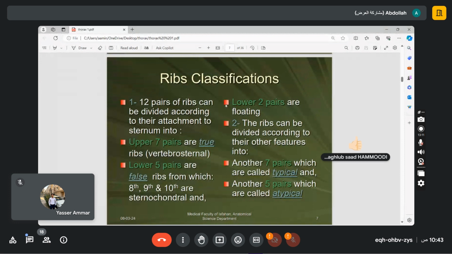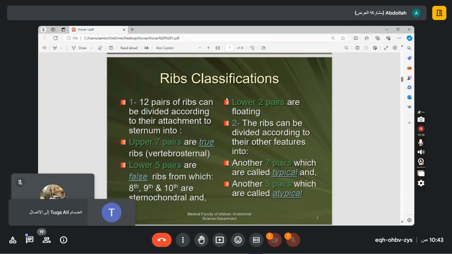For studying anything, we need to classify it, like ribs, vertebrae, upper limbs, lower limbs. We need to classify it for better learning, better understanding, and better finding of things. Rib classification happens in two forms: according to true, false, or floating; and another way is according to typical and atypical.